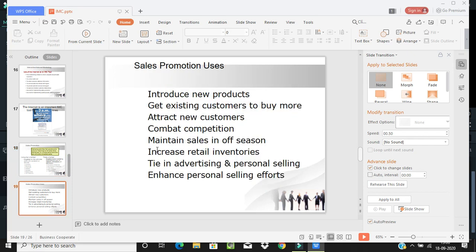Next, uses of sales promotions. What are the uses of sales promotions? It will introduce the new product. It will get existing customers to buy more. That means old customers will always be there, and it will attract new customers also. And combat competition, increase sales in off seasons, increase retail inventories. Next, tie in with advertising and personal selling. It will help enhance personal selling efforts too.